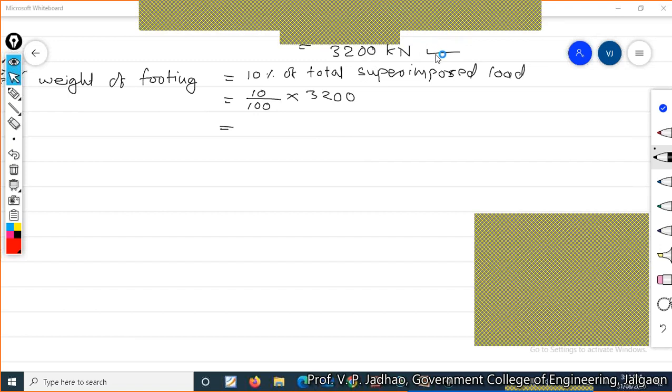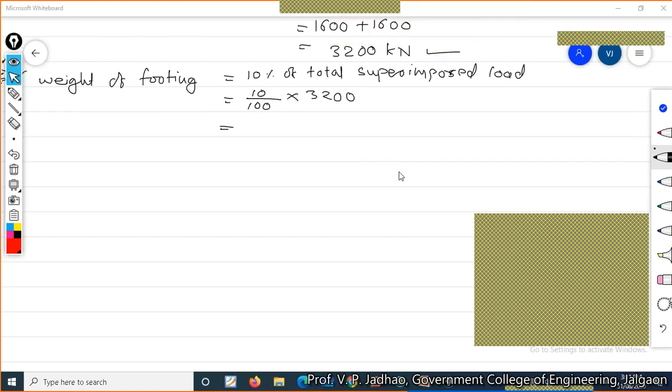If you have any problems, then write them in the chat box. Don't just raise your hand or unmute. It will be better to write your queries in the chat box only.